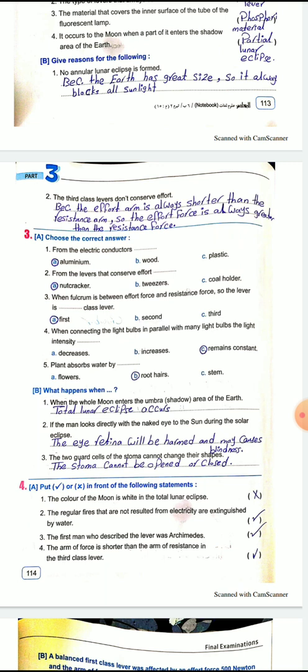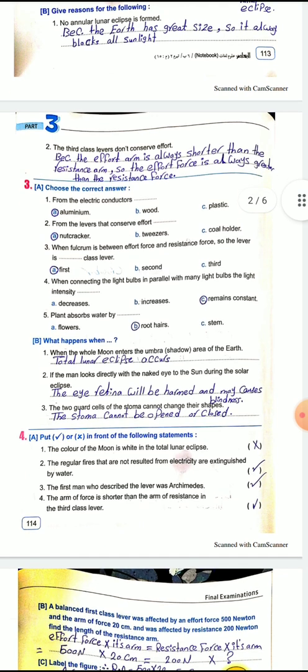Number 5, plants absorb water by flower or root hairs or stem? The answer is root hairs. Point B. What happens when the whole moon enters the umbra or the shadow area of the earth? When the whole moon is in umbra, what will form? The total lunar eclipse occurs.